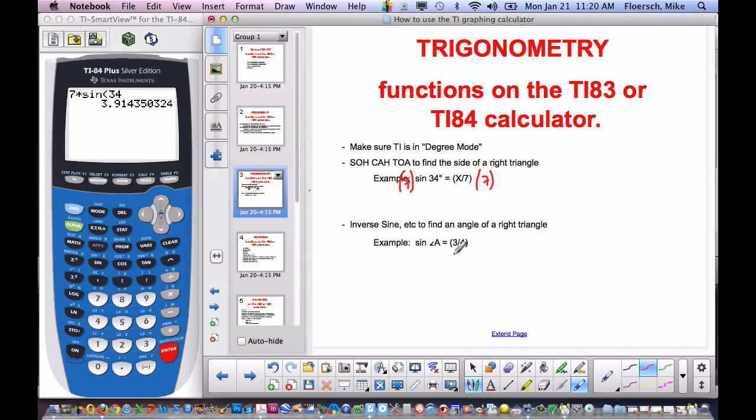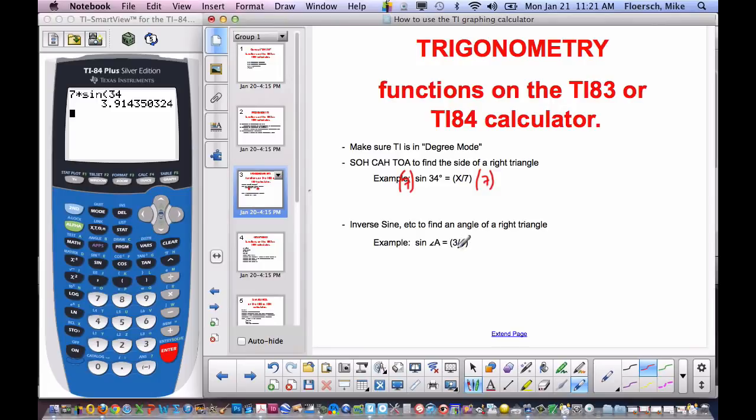What if we want to find an angle? Inverse sine is what we use to find the angle, and all the inverses are above. You've got inverse sine, inverse cosine, and inverse tangent. To get to these, you need to do second and then hit each one of these. Second sine, second cosine, or second tangent to get to the inverses. Inverse sine, let me give you an example.